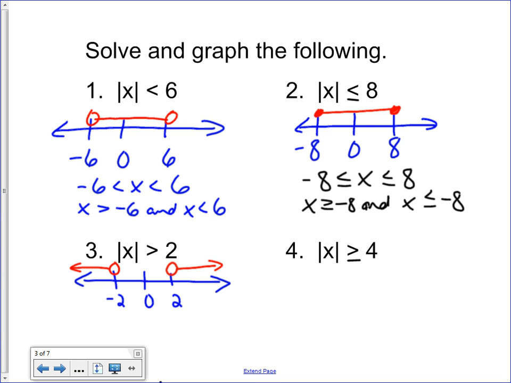So now if I'm thinking, what is this kind of compound inequality? This is those that were the or statements. So I know that x has to be less than this negative 2, or x has to be greater than this positive 2.